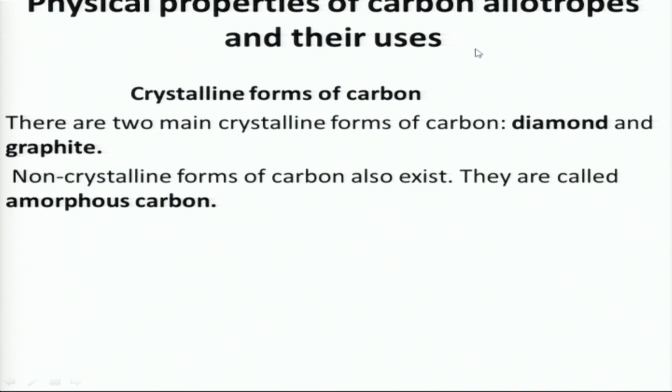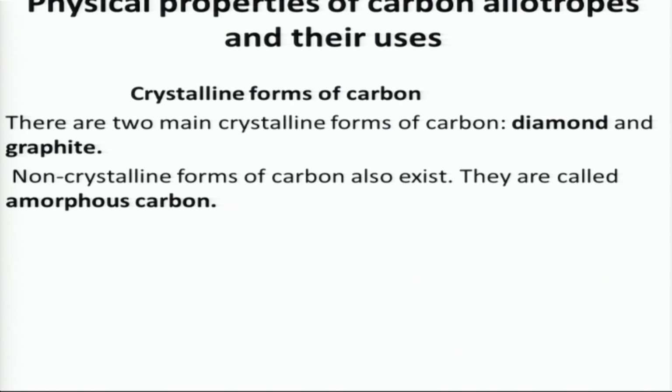Remember that allotropes have the same chemical properties, but they have different physical appearance; the physical properties are different. So these allotropes of carbon are in two forms. You have those we call crystalline form and those we call non-crystalline form. All right? We have the crystalline form and the non-crystalline form.